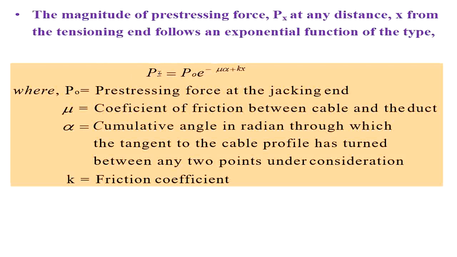Px is the stress at a distance x. P naught is the initial pre-stress, into e raised to minus mu into alpha plus kx. Here mu is the coefficient of friction between cable and duct. Alpha is the cumulative angle in radians through which the tangent to the cable's profile has turned between any two points under consideration. K is the friction coefficient.